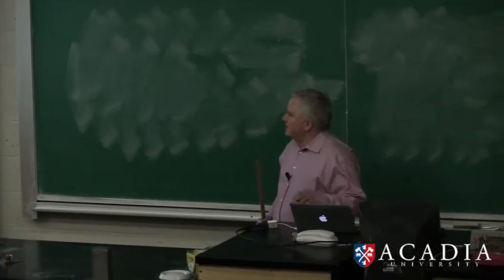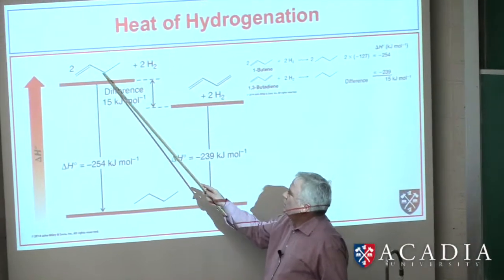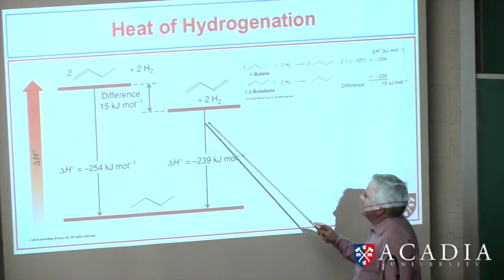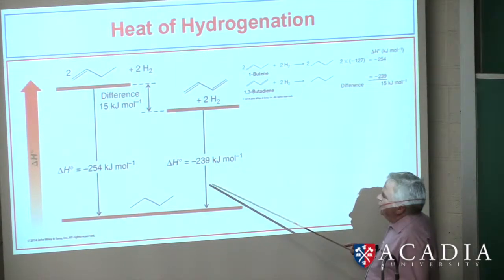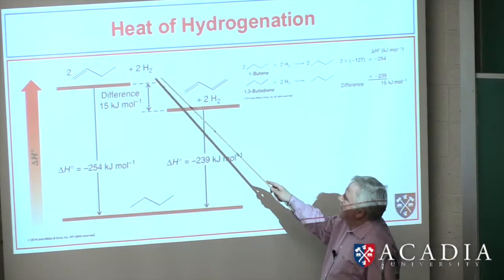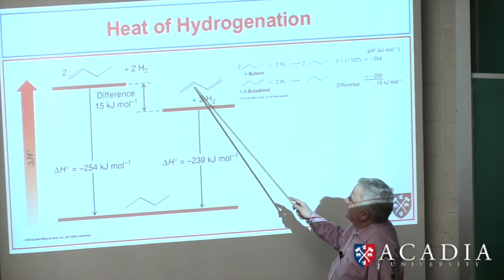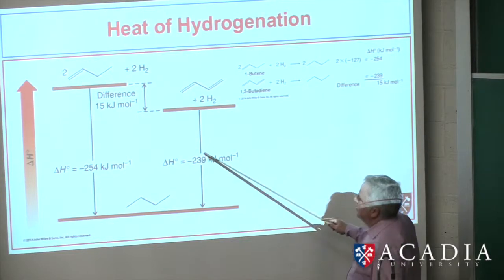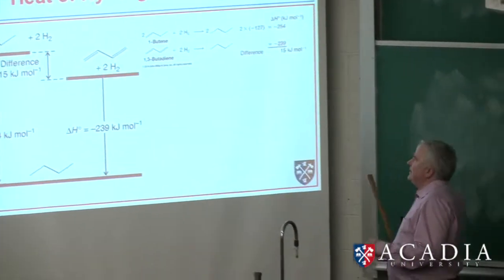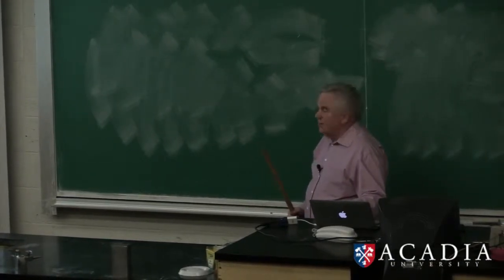So again, this is our energy here. We have delta H, and what we're saying is if we have 2 moles of this and we add 2 moles of hydrogen, we get 254 kilojoules. 1 mole of this plus 2 moles of hydrogen, we'll end up getting the same product. Obviously, in this experiment, we have 1 mole of this, but we're adding 2 moles of hydrogen to it. So there's a difference of about 15 kilojoules between these two systems. Okay? We talk about that as being the stabilization energy from conjugation.